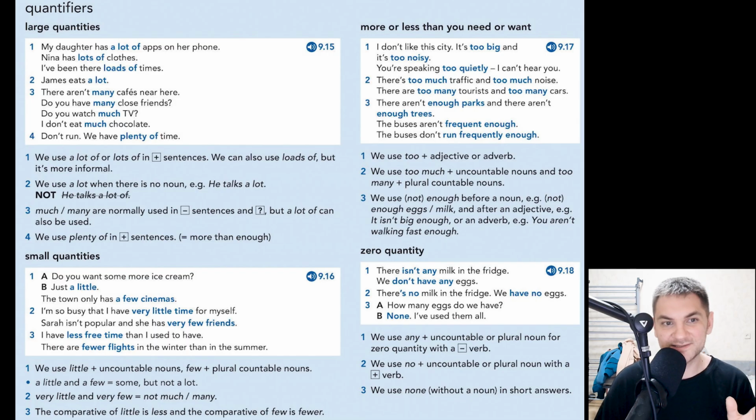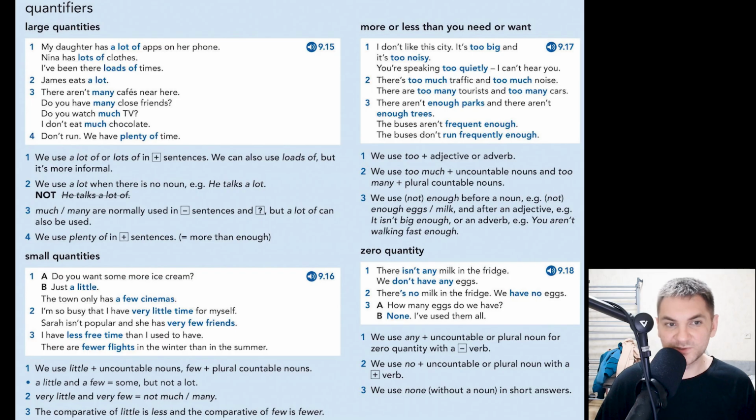But you can't say he talks a lot of. Number 3, much, many are normally used in negative sentences and questions, but a lot of can also be used, so it's okay. And 4, we use plenty of in positive sentences. It means more than enough. Don't run, we have plenty of time, so it's a lot.